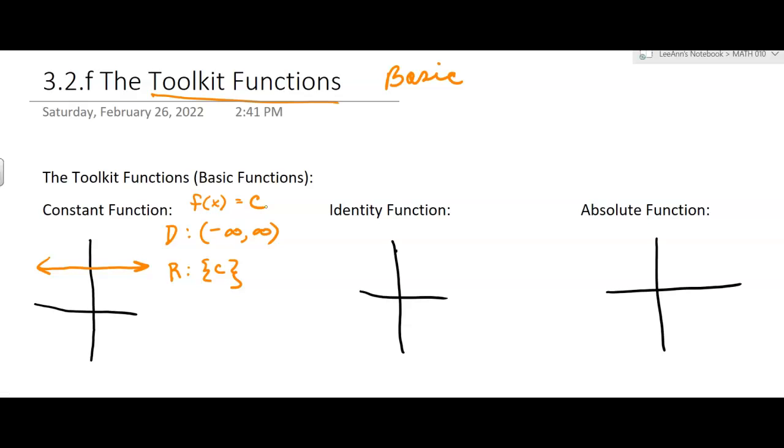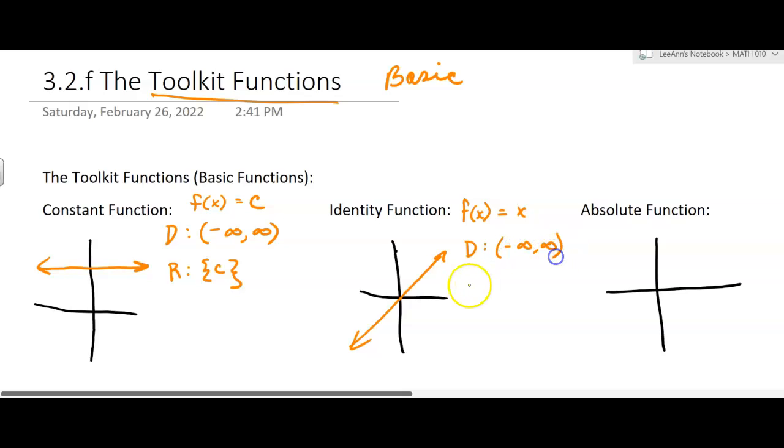So whatever that number is that your function equals, the constant, that's your only output. Okay, the identity function, which is f of x equals x, and it looks like this. Your domain, all real numbers, and your range, all real numbers.